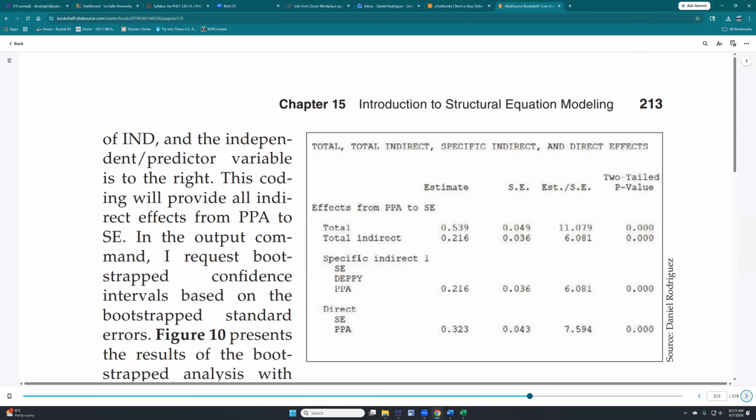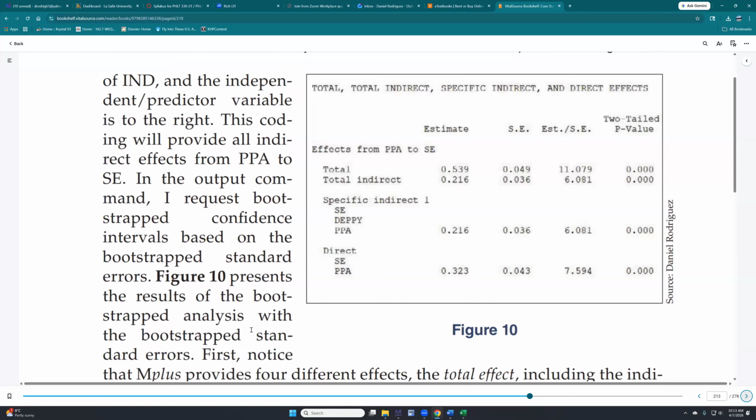Okay, and here's the kind of output I get. Figure 10 presents the results of the bootstrapped analysis with the bootstrap standard errors. So these are the bootstrap standard errors, right? You get the total effect, the total indirect effect, and the specific indirect effect, and you can see they're being tested for significance here, right?